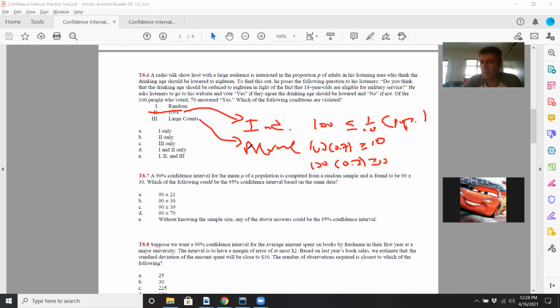Because if you have too small of a count, then you can't do normal behavior. So the large counts really means normality, just so you know. And I'll probably just say that. Does it satisfy normality? 10% is independence, I'll just say that. So it satisfies both of those.